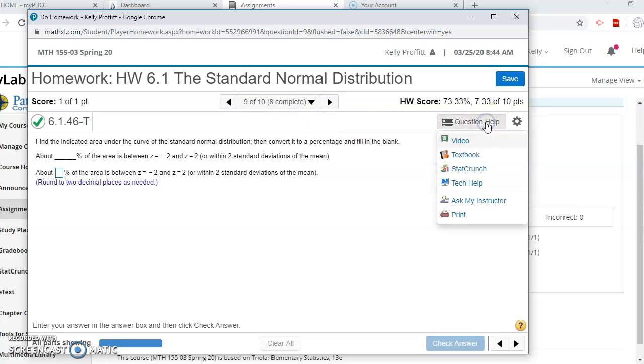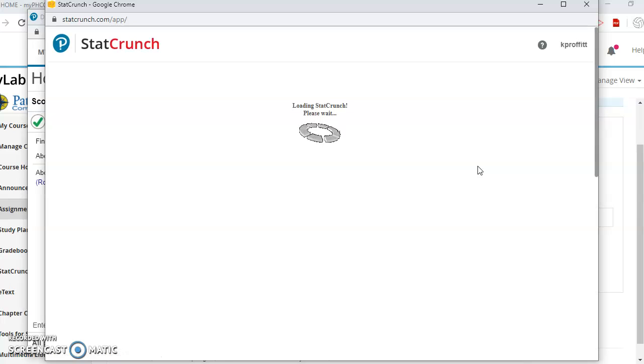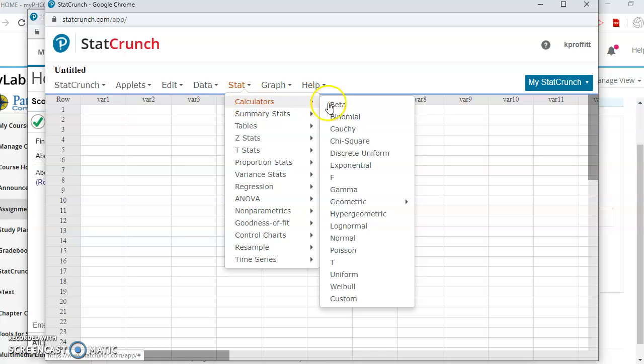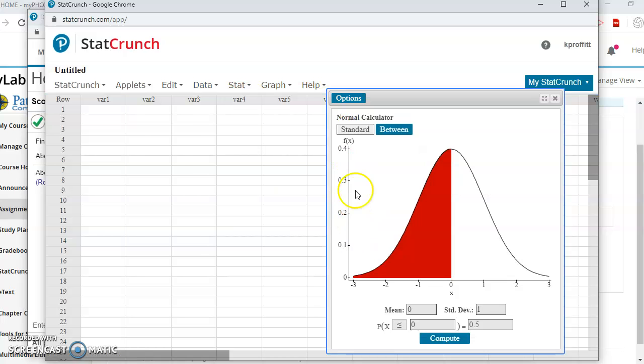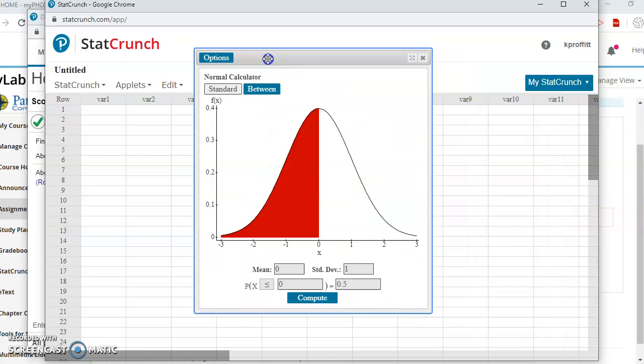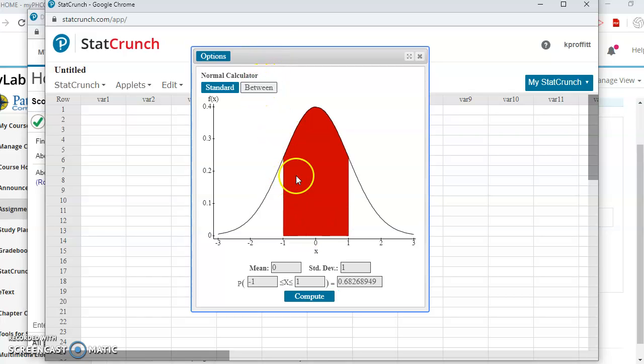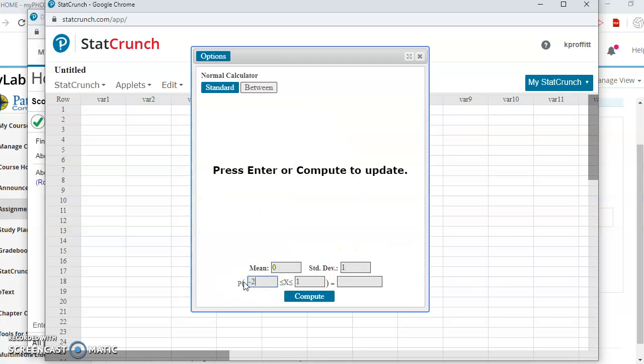So you'll go over here to StatCrunch. You'll pull that up. You'll go to Stat. You'll go to Calculators. You'll go to Normal. Okay, now you're on the standard normal curve, and we're looking between 2 z-scores. So since we're on the standard normal curve, your mean is 0, your standard deviation is 1, and your z-scores here will be -2 and 2.